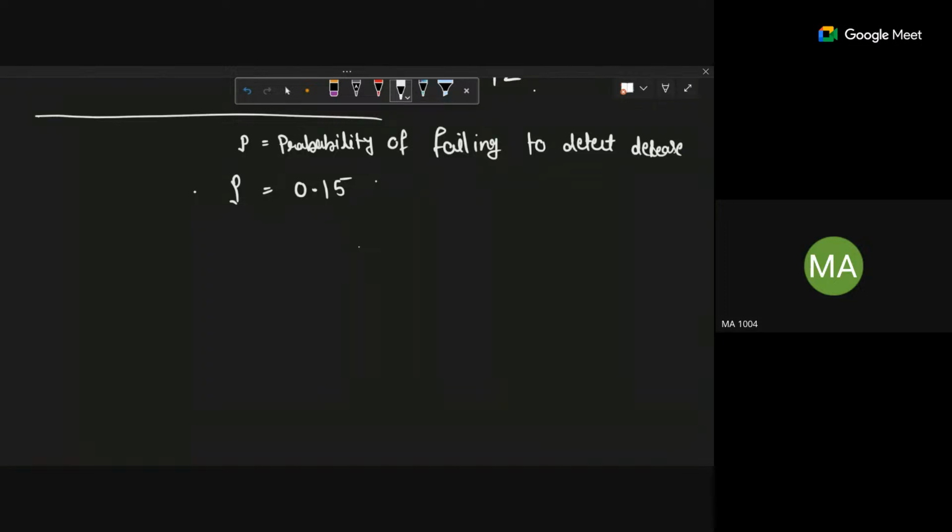Fine. Then in that case, you will use a probability less than 0.15. Fine.